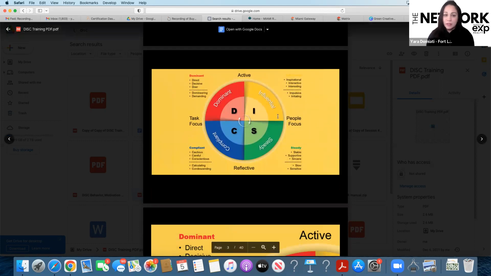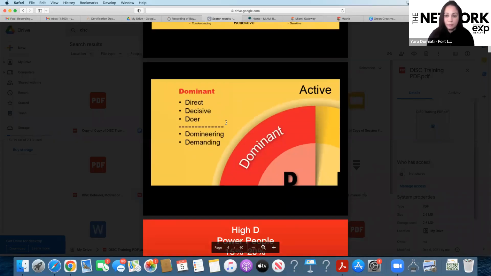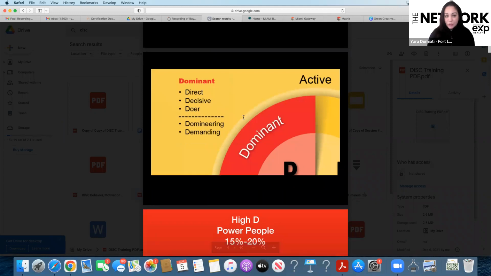So the DISC profile is broken up into D, I, S, and C. Dominant for D, influential for I, steady for S, and compliant for C. Now, if you break these down, we'll go into a little bit more detail for each one. Let's start with D. So D is dominant. Dominant types of personalities are very direct. They're decisive, not indecisive, but decisive. They know what they want. They're going to go after it.